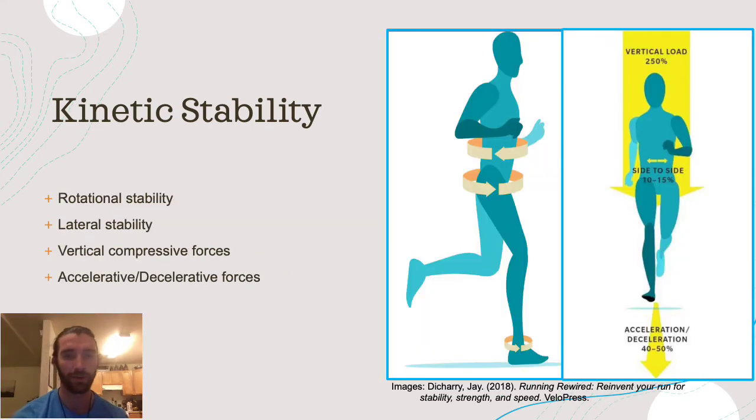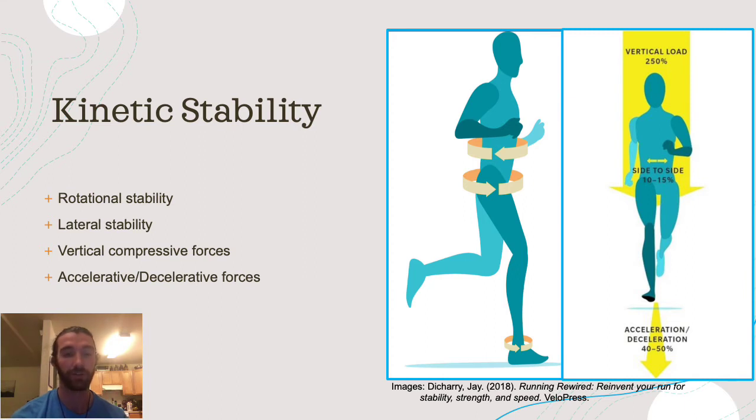So in order to train kinetic stability in a running specific way, we need to know what kind of forces are at play specifically to the body in each step, so we can counteract these forces with the prepared musculature that has been strengthened in our strength programs. Some of these directions are going to be rotational stability about the ankle and femur and the lower back and upper back. We've got lateral stability that's going to be needed to combat the forces as we switch from leg to leg, in the pelvis and in the knee and in the spine.